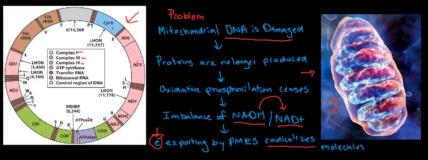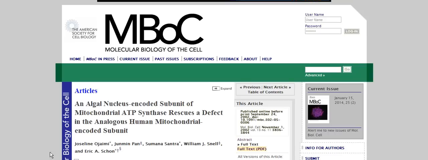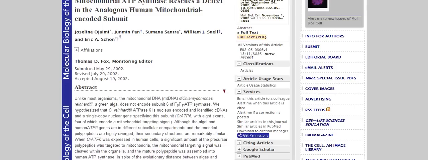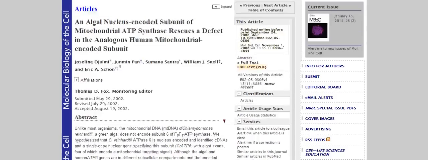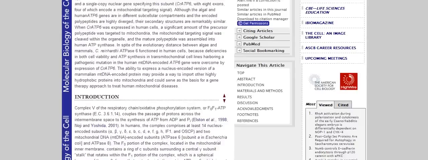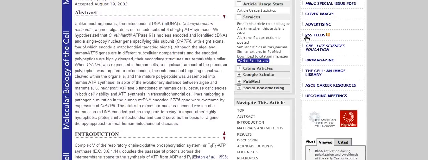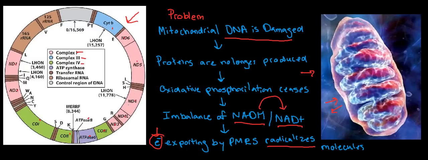And what has been done, and that's where I'm going to bring up some of the studies, this is the first example I could find of using the protein of a different species in a human cell. So what they did was they took this algae, and they didn't do it for all the genes, they just took one. They did ATPase6. ATPase6, here it is, ATPase6.